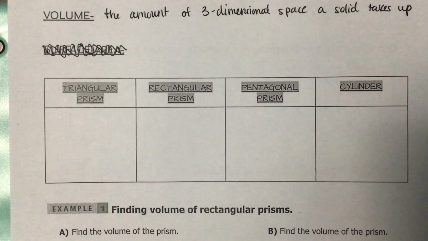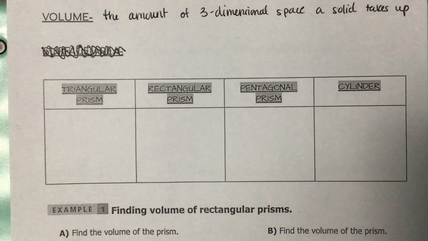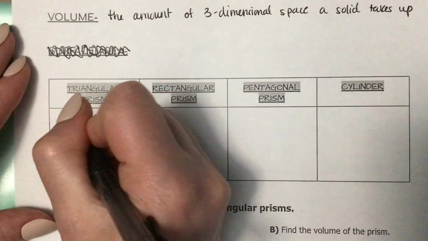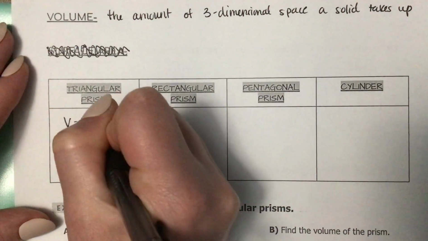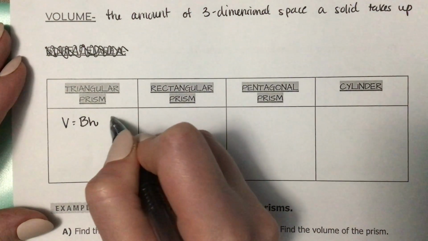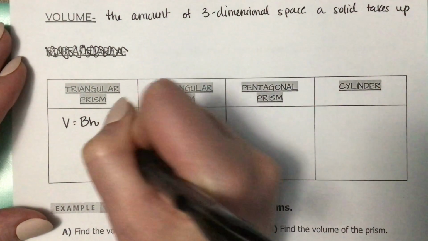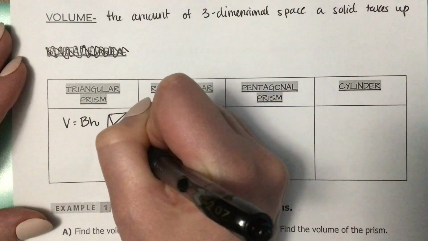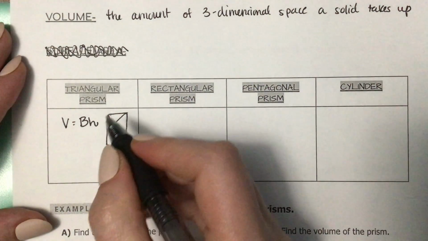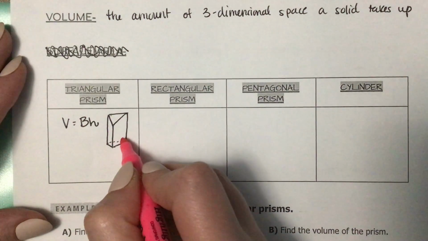We have lots of different types of prisms. I mean, there's more than triangular, rectangular, and pentagonal, but this is just so you can see what they look like. So first of all, a triangular prism, the formula for the volume is equal to base times height. And a triangular prism might look like this. They look lots of different ways as far as what type of triangle they're made out of, but this is just one way that it might look.